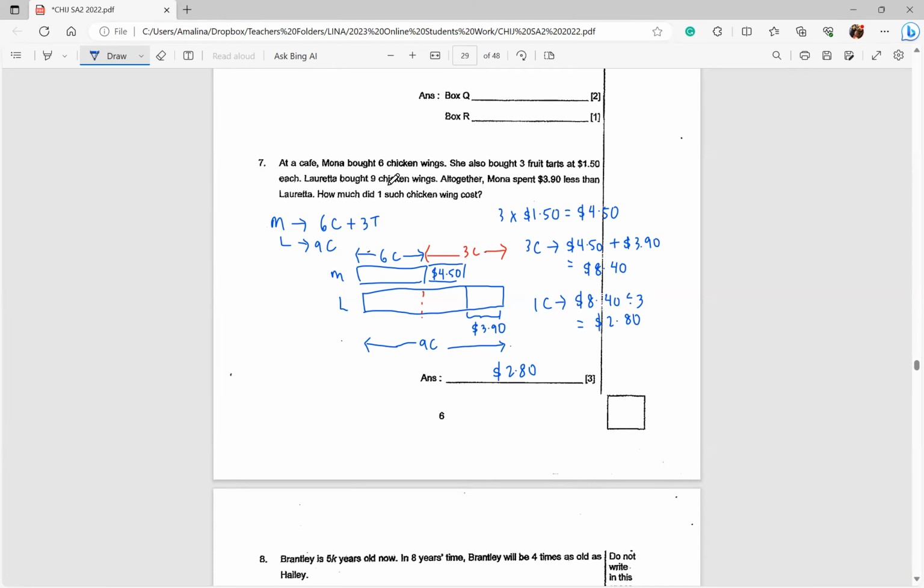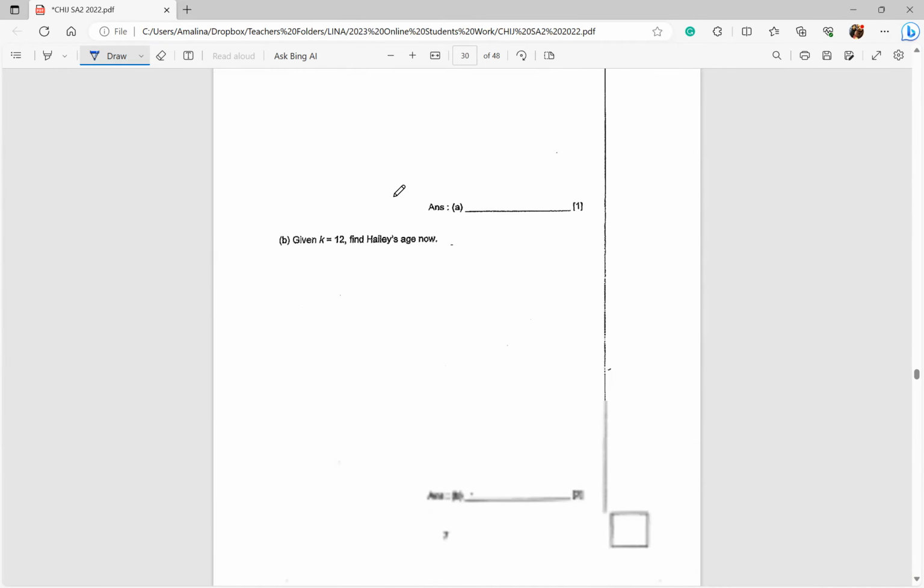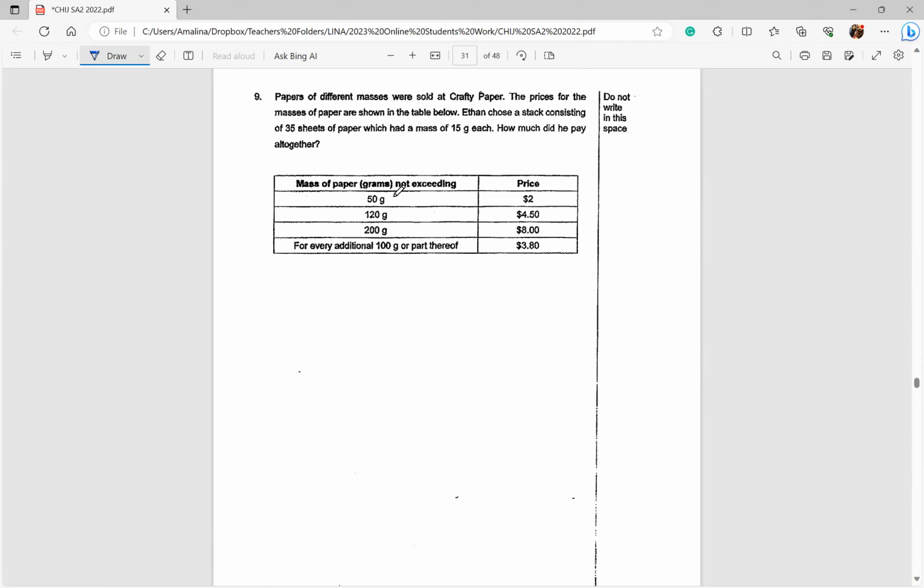Okay, let's move on to question number 9. So here I will skip part A, which is on your algebra. So for question 9, this is on your rate. Now papers of different masses were sold at Crafty Paper. The prices for the masses of paper are shown in the table below. Ethan chose a stack consisting of 35 sheets of paper, which has a mass of 15 grams each. So how much did he pay altogether?